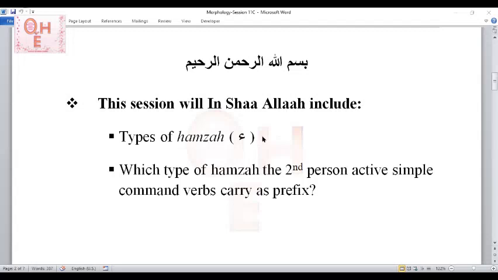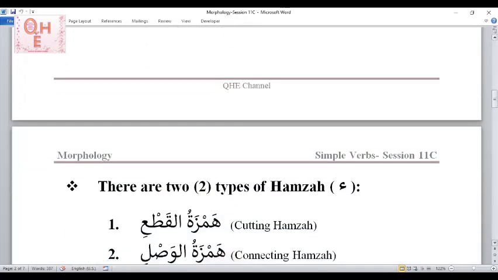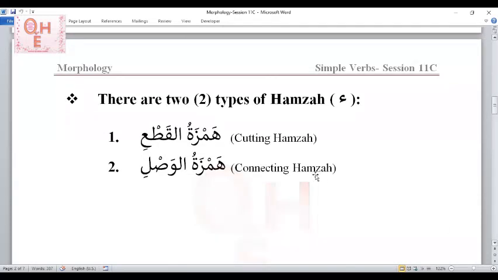Before we look into other examples, we should learn about the hamza. What are the types of hamza? And we should also learn which type of Hamza the second person active simple command verbs carry as a prefix. So let's learn, inshallah. There are two kinds of Hamza: Hamzatul Qat', called cutting Hamza, and Hamzatul Wasl, called connecting Hamza. Let's learn briefly about each of them, inshallah.